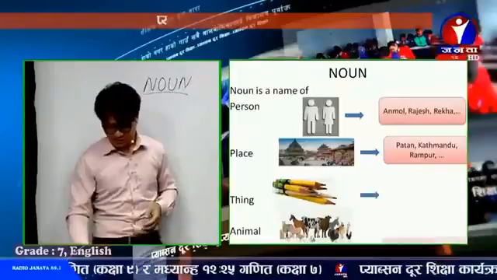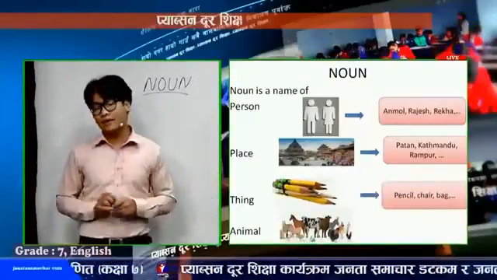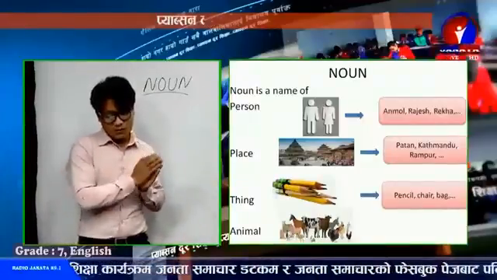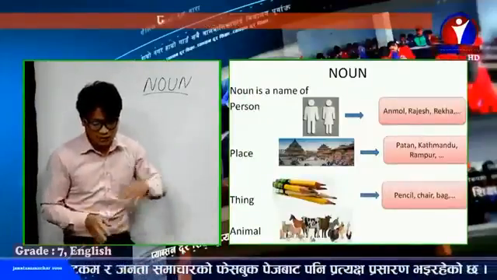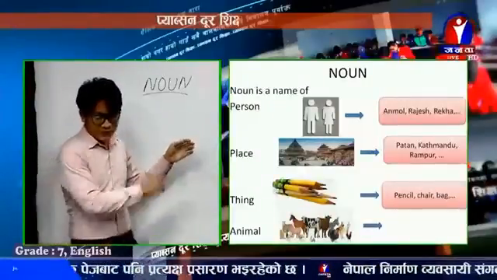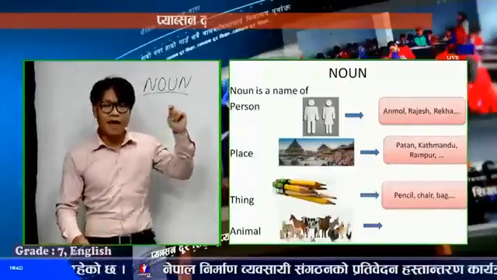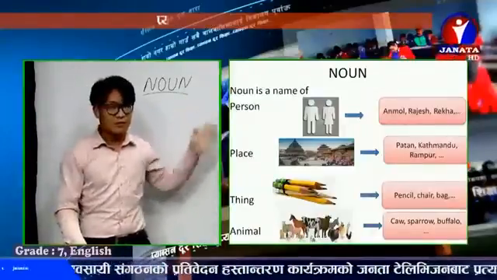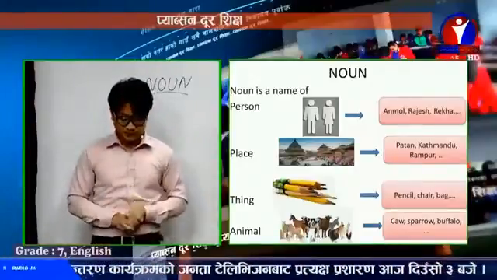Thing: pencil, chair, bag, especially non-living things. This is one of the things, the name of a thing. So these are the non-living things. You can see the pencil, chair, and a bag. Another point is animal. A noun is a name of an animal too. So you can see cow, sparrow, buffalo. These are examples of animals.